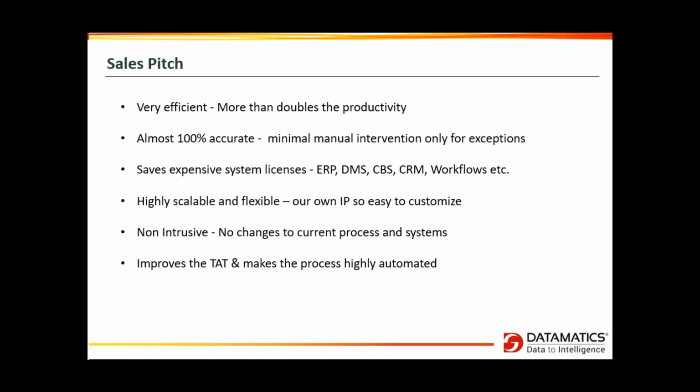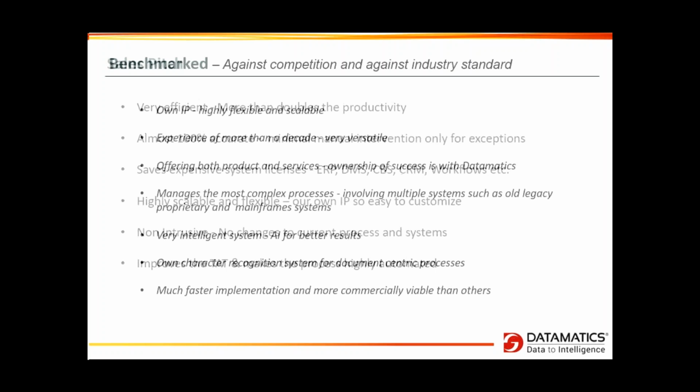So we always start with saying that it's very efficient, improves productivity, minimum guarantee double, and it will also be accurate. If you are doing 5 transactions in 1 hour, it will at least make it 10, if not 50, and it will be 100% accurate. And as I already talked about, it will save a lot of system licenses, highly scalable, flexible, because we have our own IP. That is one of the signals generally people listen to. Non-intrusive, we already discussed. Improves the turnaround time and makes the process highly automated.